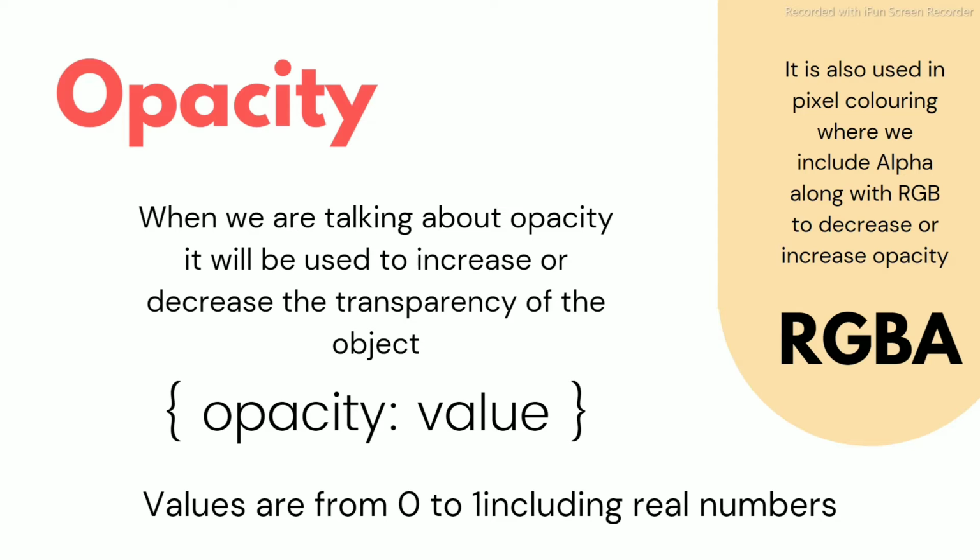Values include from 0 to 1, including real numbers, meaning 0, 0.1, 0.2, 0.3, 0.4, 0.5, 0.6, 0.7, 0.8, 0.9, and 1. These are all the values of the opacity.